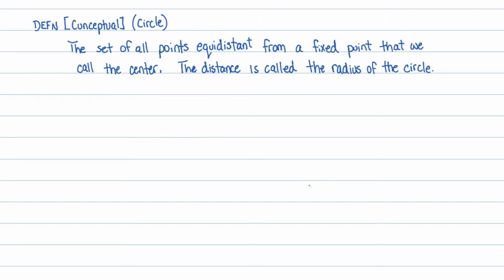So here's the conceptual definition of a circle. It's just a set of all points that are equidistant. That means they're an equal distance from some fixed point. That fixed point we call the center. And that equal distance that they're all away from the center is called the radius of the circle.